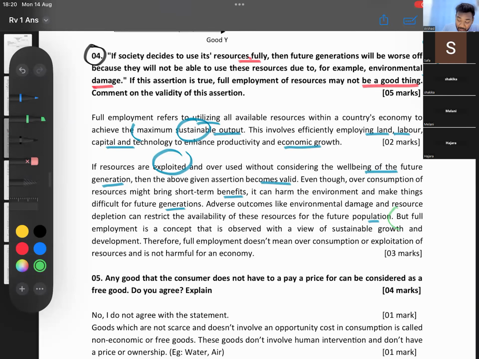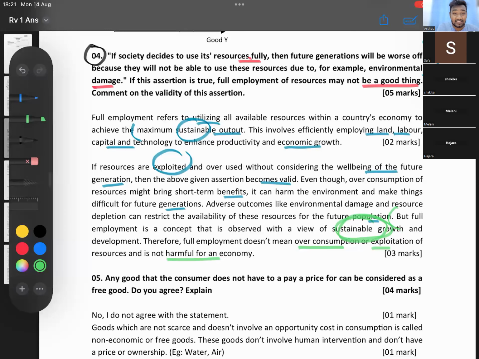This is the point. But full employment is a concept that is observed with the view of sustainable growth. Full employment means sustainably using your resources. Full employment doesn't mean use all the land that is there, cut down all the trees, make furniture. No, that is not what full employment is, right? So therefore, full employment doesn't mean overconsumption or exploitation of resources, and it is not harmful for an economy.